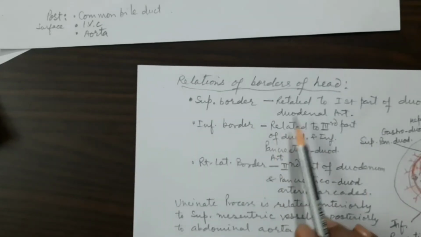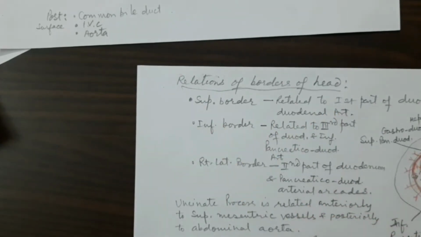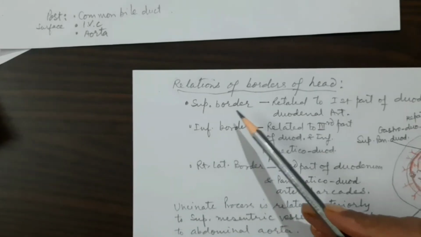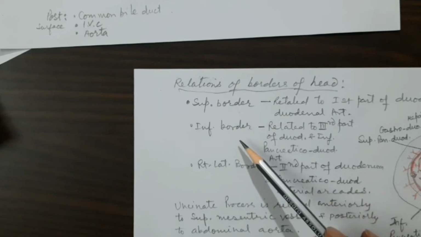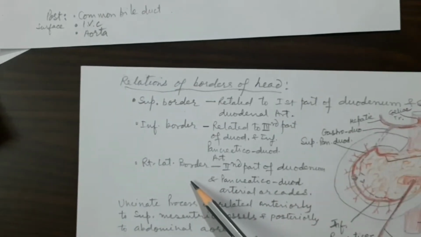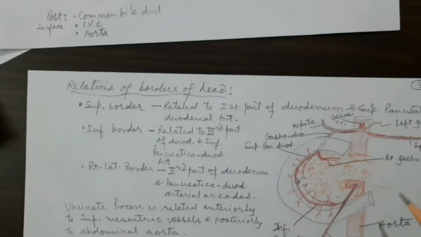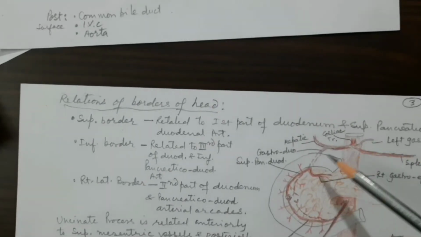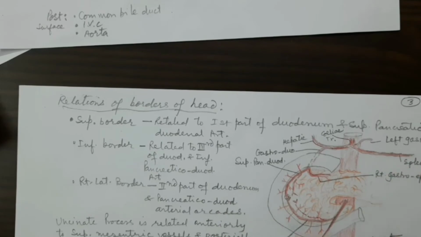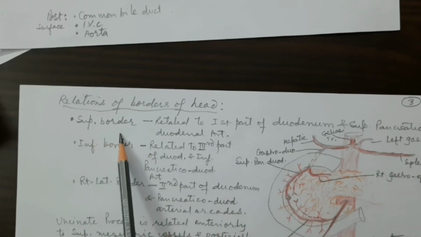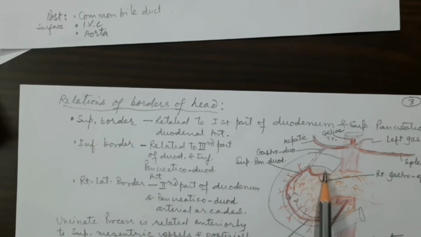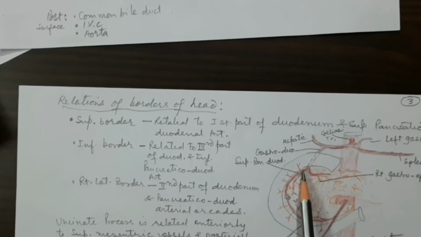Now we come to the border relations, because I said there are 4 borders: superior border, inferior border, right lateral border and a left border. The left border is a continuation of the neck of the pancreas. So we will learn about the 3 borders: superior, inferior, and the right posterior border. I have shown in this diagram some of the relations along with the blood supply. Let us see the superior border, which lies in relation to the first part of the duodenum.